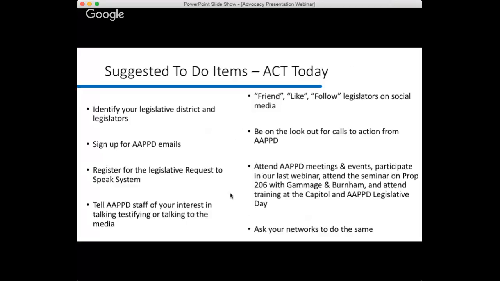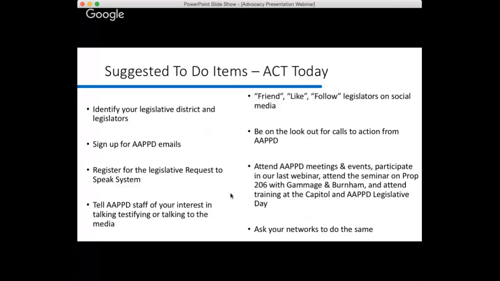Now, we have lots of meetings and events that are coming up very, very soon. I know that folks are probably looking for answers currently on Propositions 206 and 414. So the most important thing you can do is attend our APAD meetings and events. Be sure to participate in the upcoming phone call we have scheduled. That's in that call to action email on the election that we sent out just before this webinar.